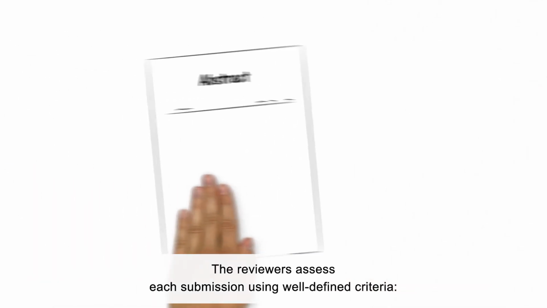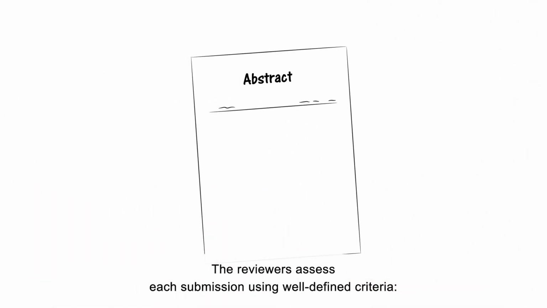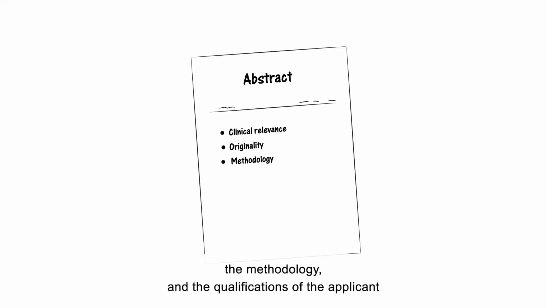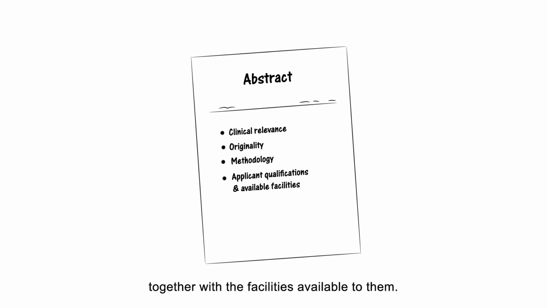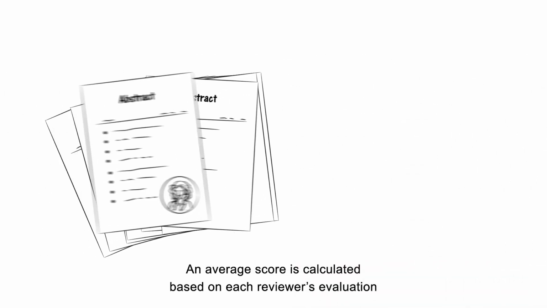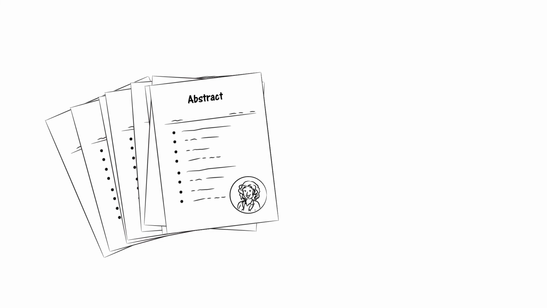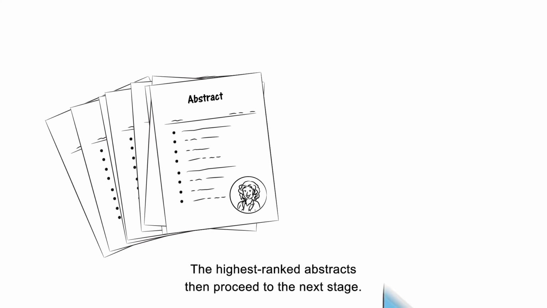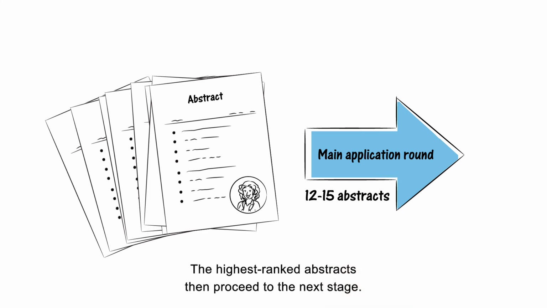The reviewers assess each submission using well-defined criteria: the clinical relevance of the proposal, the originality of the research question and related hypothesis, the methodology, and the qualifications of the applicant, together with the facilities available to them. Each category is assigned a weighted score. An average score is calculated based on each reviewer's evaluation, resulting in a ranking. The highest ranked abstracts then proceed to the next stage.